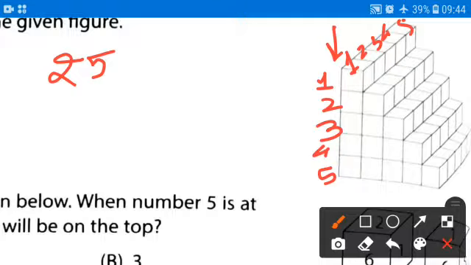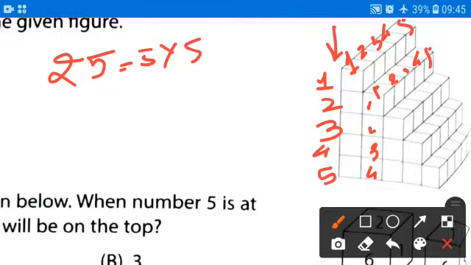In the second one we have 1, 2, 3, 4, 5. Okay, and here in this 1, 2, 3, 4. So 4 multiply 5 will be 20. Here we can multiply 5 multiply 5. Here we can multiply 20 as 4 multiply 5.